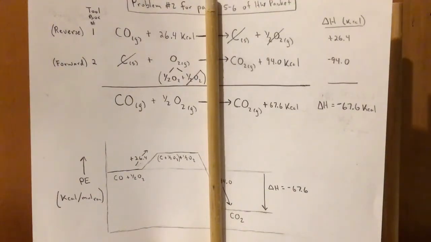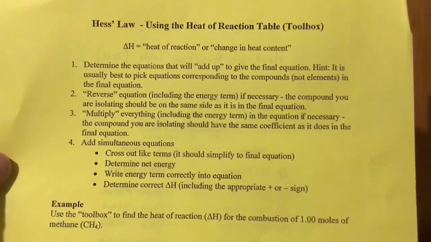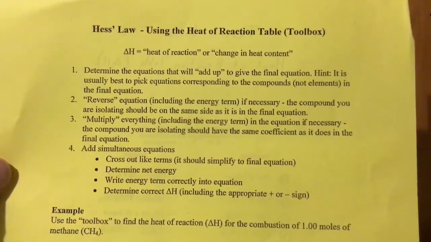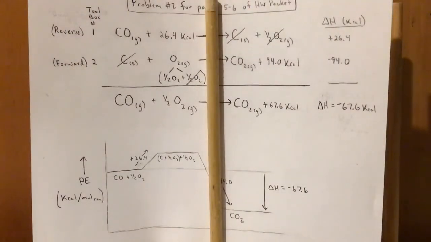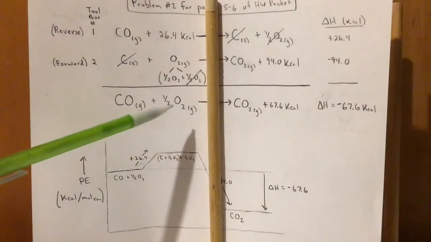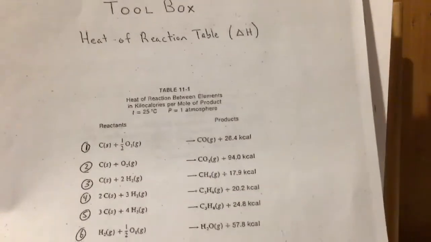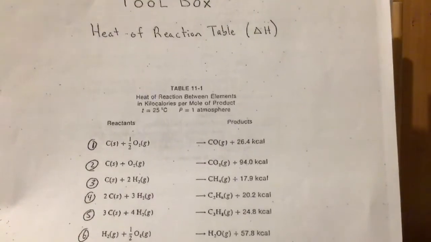So to solve this problem, there are a couple steps, and you have this, I think, on page 9 of your homework packet. One thing is determining the equations that will add up to give the final equation. And the big hint with that is focusing on compounds, not elements. So I'm going to look at carbon monoxide and CO2. I'm going to hope oxygen cancels out on its own. So I'm going to go to my toolbox and look for carbon monoxide. And I see it in equation number 1. It's the only one that has carbon monoxide.